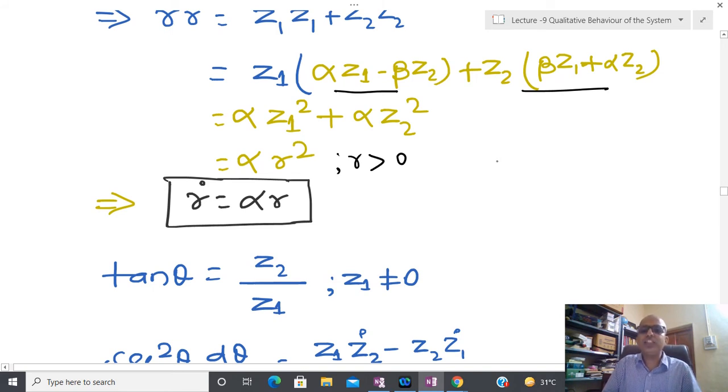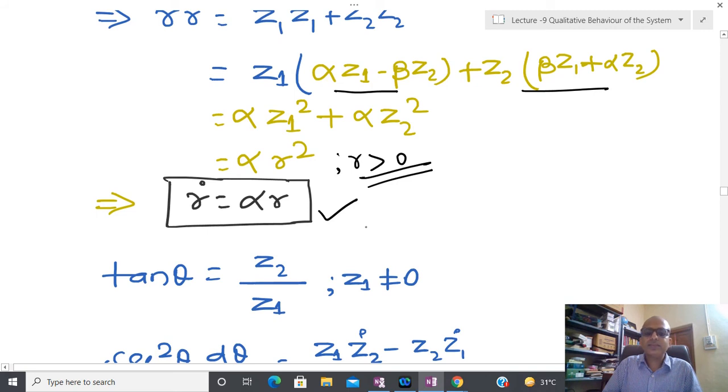I am just going to see the vicinity of the equilibrium point, and due to that reason r is always greater than 0. So I can write like this: r dot equal to alpha r. Now could you please tell me, in this coordinate system, is this a first order differential equation or not in terms of r?